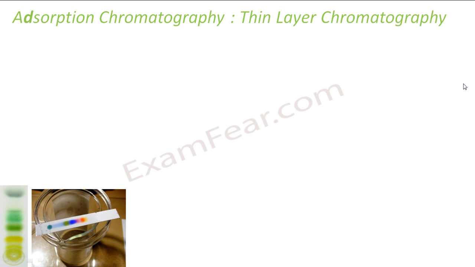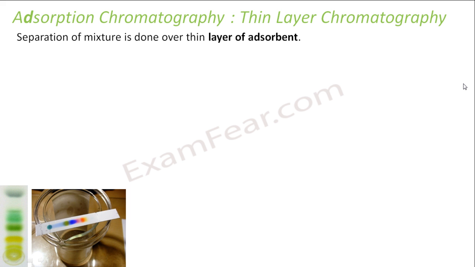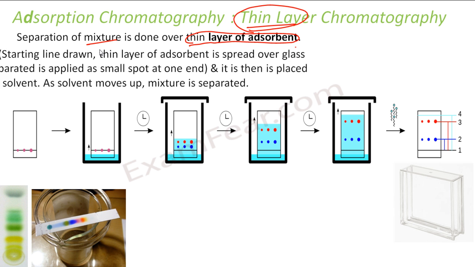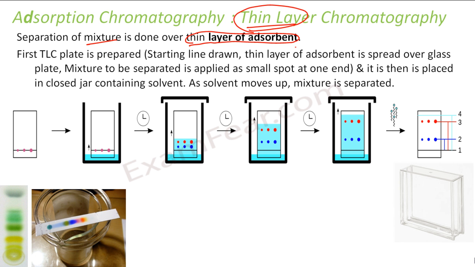Let's understand thin layer chromatography. So as the name suggests, thin layer chromatography means we have a thin layer of adsorbent. Correct? This is what thin layer chromatography is. Here you separate the mixture over a thin layer of adsorbent. So the first step is to prepare a TLC plate, something like this if you see.